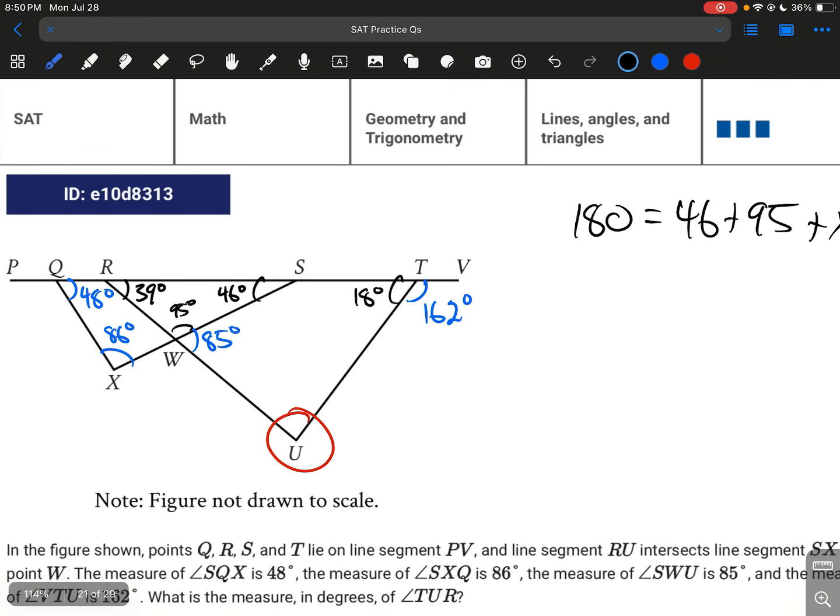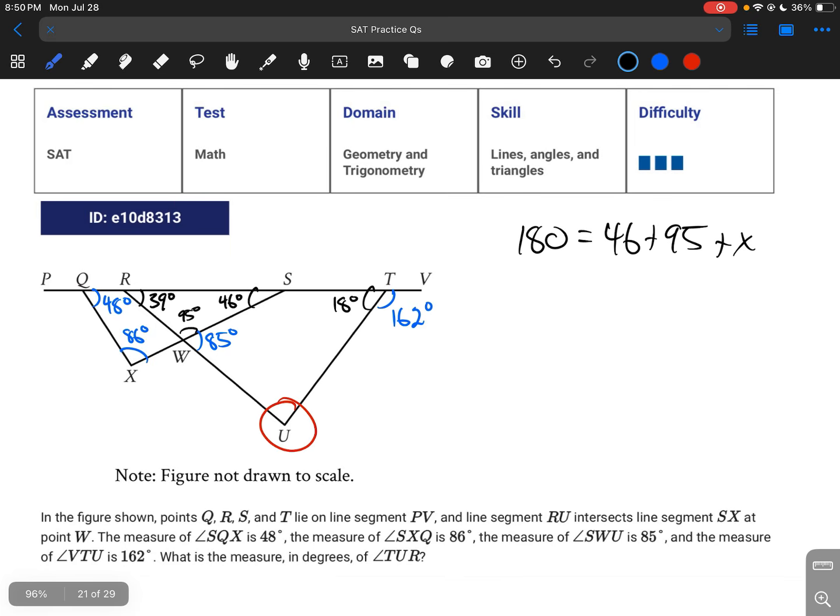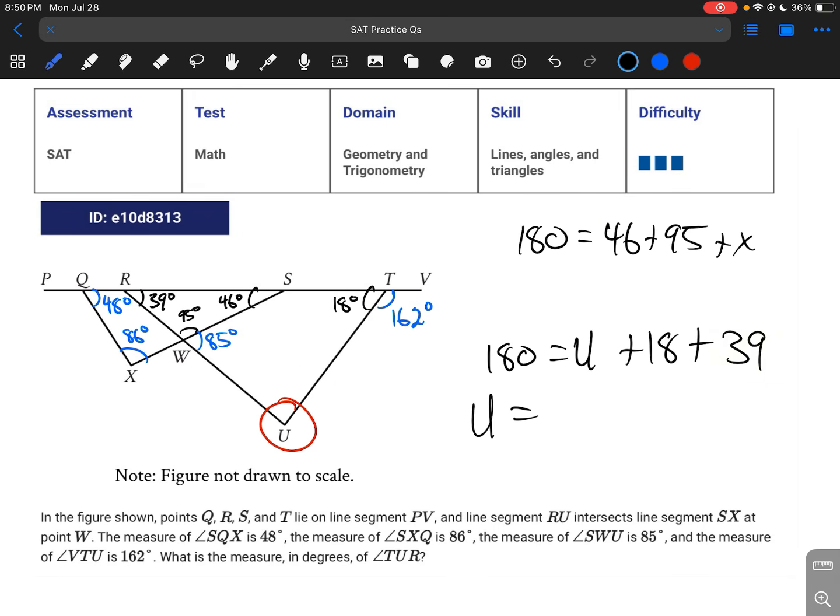Now we can finally find the angle for u, because all triangles must add up to 180 degrees. So 180 is equal to u plus 18 plus 39. That means u is equal to 180 minus 18 minus 39, which is 123 degrees.